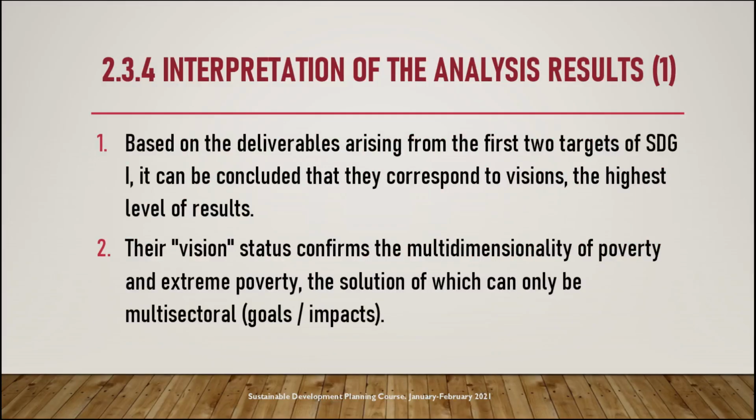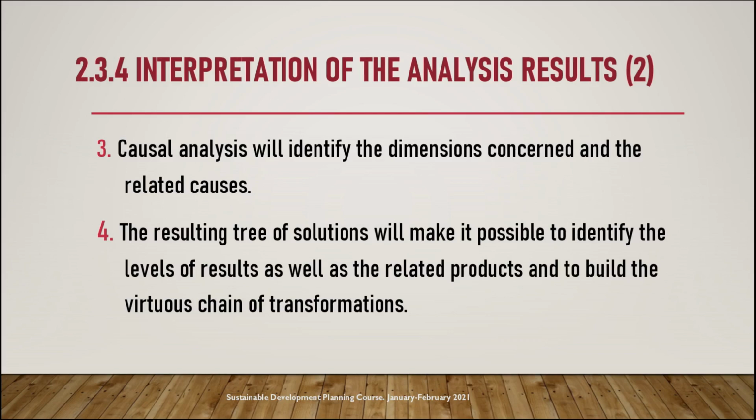So what we are doing, based on the deliverable arising from the first two targets of LGG, it can be concluded that they correspond to the vision. So I think that you have noticed that. Second, the vision status confirms the multidimensionality of poverty and extreme poverty, the solution of which can only be multi-sectoral, as I have said previously. I have also already said that we need to perform causal analysis and so on. So let's move forward.